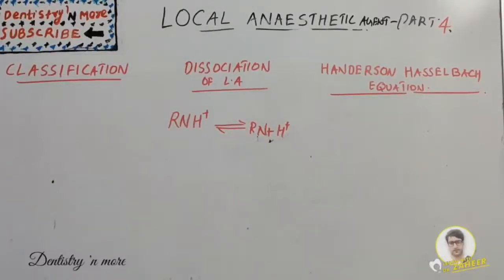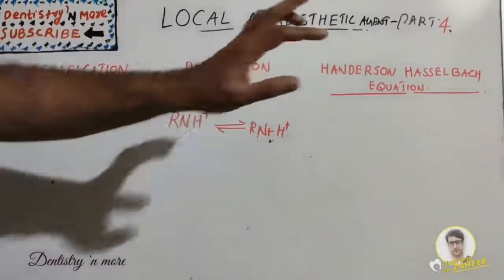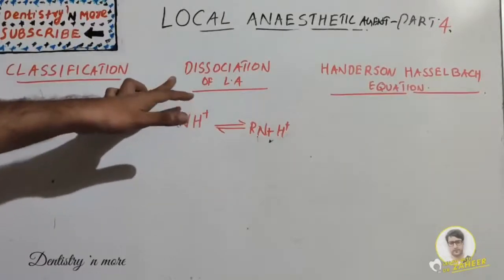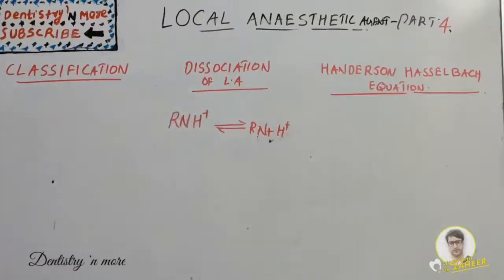So we are continuing local anesthesia part 4. This session is about classification, the concept of dissociation of local anesthetics, and the most important Henderson-Hasselbalch equation. Okay, so let's start with the classification.